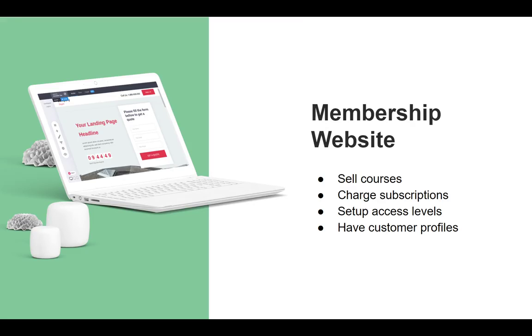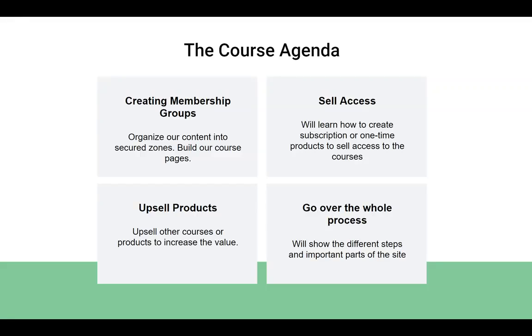subscriptions, recurring payments, different types of access and recurring revenue that you can do, or one-time payments for access to these courses. You can do all that. You can set up access levels, and have customer profiles which can get access to their content. So this is basically what membership websites are, and by the end of this video you'll be able to do amazing websites like this.